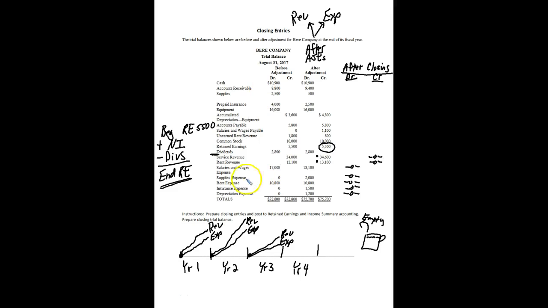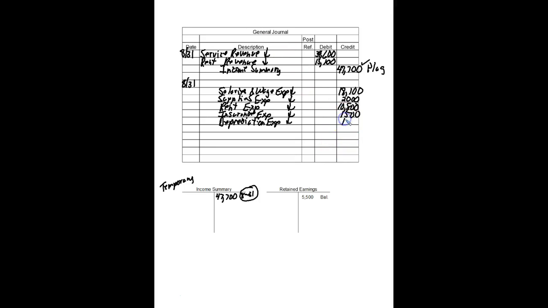And that was for $1,200. Okay, so I've got all the credits to the expense. I need to plug a debit to make all of this balance. So I'm going to add all of these numbers up, and they total $33,600. So I need a debit entry of $33,600 for that. I'm just going to plug that to this account called Income Summary, this temporary account.